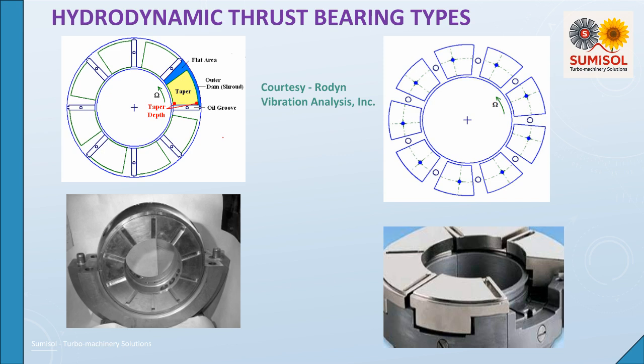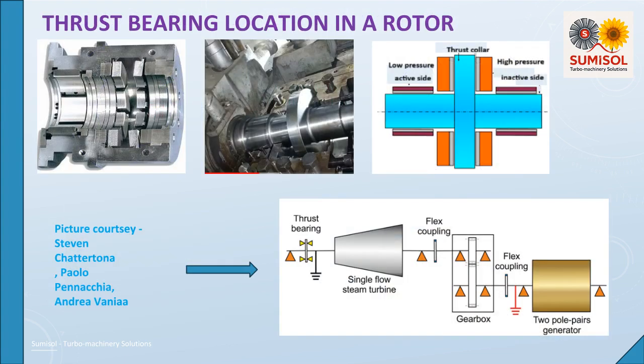In taperland design, a converging taper is machined from the pad leading edge to somewhere near the trailing edge. While the taper is responsible for generating hydrodynamic pressure, the flat region near the trailing edge provides a surface to set the rotor float or position as well. The picture on the right side shows the active and inactive sides of thrust pads. In between these, the thrust collar with shaft is positioned as shown in the right side picture.